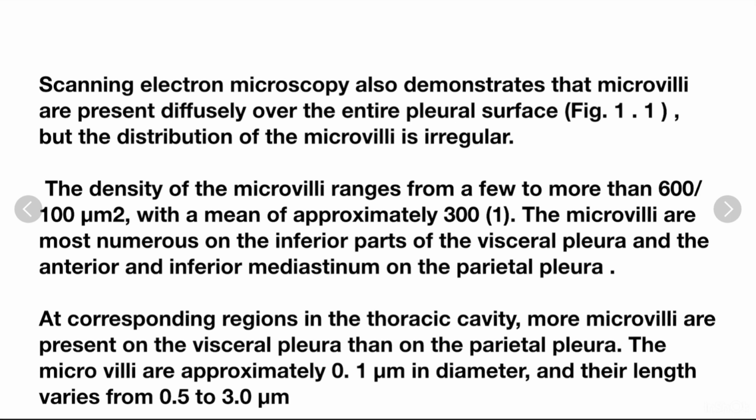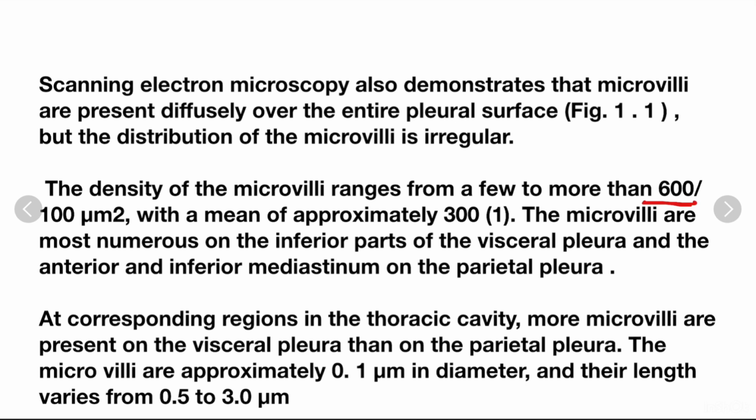The density of microvilli ranges from a few to more than 600 per 100 micrometer square, with a mean of approximately 300. So these microvilli, maximum it could get is around 600, and the mean is 300. The microvilli, not per cell, but per 100 micrometer square.